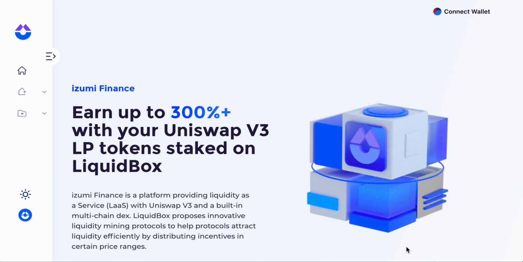This is a very big innovation. As early as last year in August, there was thinking and discussion about a similar model in the community. Izumi Finance is the first DeFi protocol to make this model into a product for users to use. We called it Dynamic Range. I will introduce more details on Dynamic Range in this video, so thank you for watching.